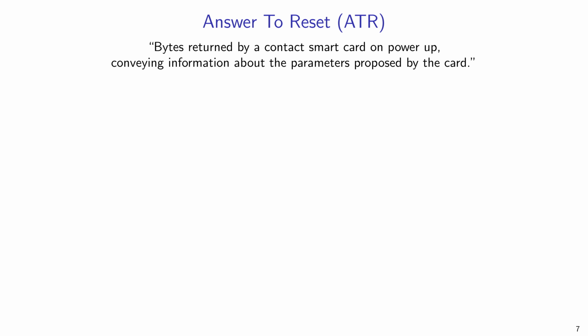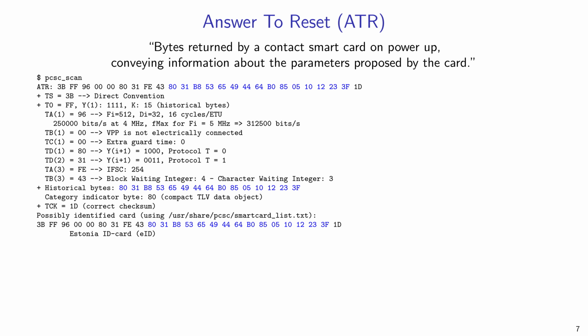An important feature of smart cards is the so-called answer to reset, or ATR. These are bytes returned by a contact smart card on power up, conveying information about the parameters proposed by the card. So when we insert a smart card in a reader and the power is supplied to the card, the first thing the card does is send its ATR to the terminal. Here's an example of an ATR. We can run the command pcsc_scan to see the ATR of the card that is inserted in the reader.